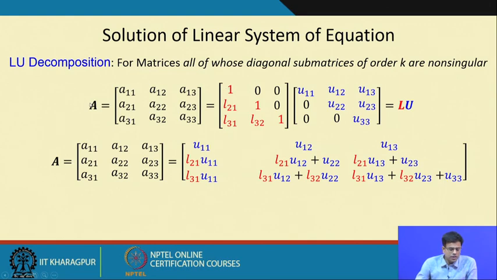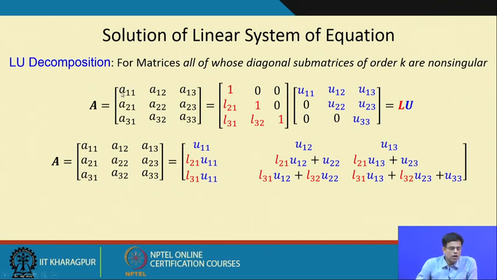LU decomposition is essentially where a matrix is decomposed into two matrices: L, the lower triangular matrix with diagonal elements 1, and U, the upper triangular matrix with the lower part of it 0. For matrices all of whose leading submatrices of order k are non-singular, these kinds of matrices can be decomposed through LU decomposition. What does this mean?